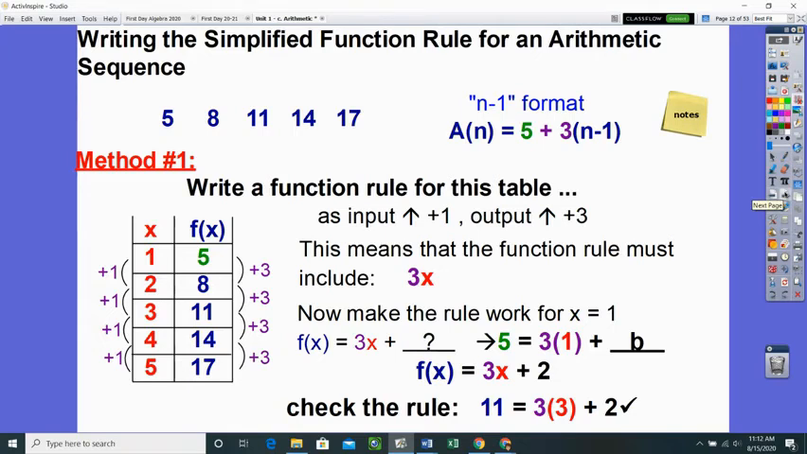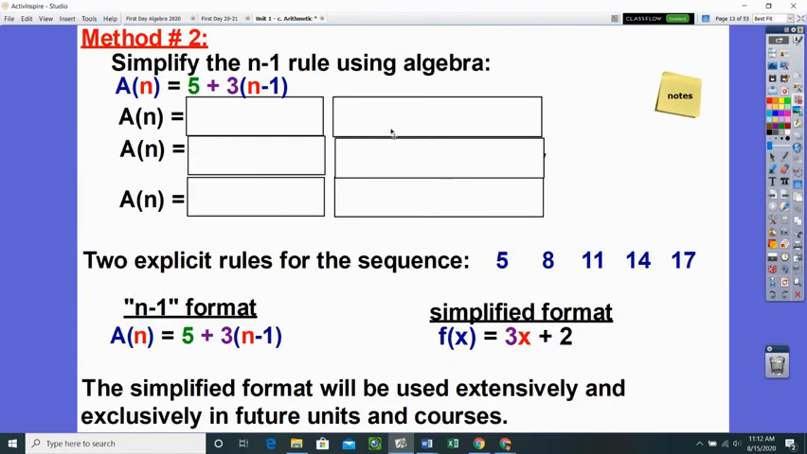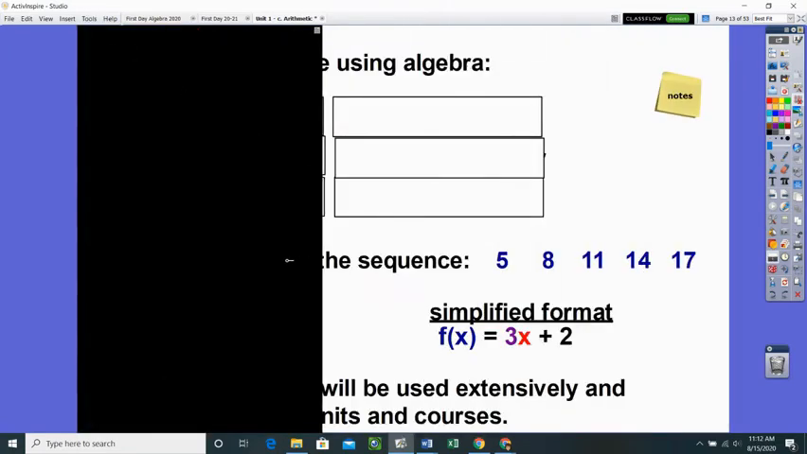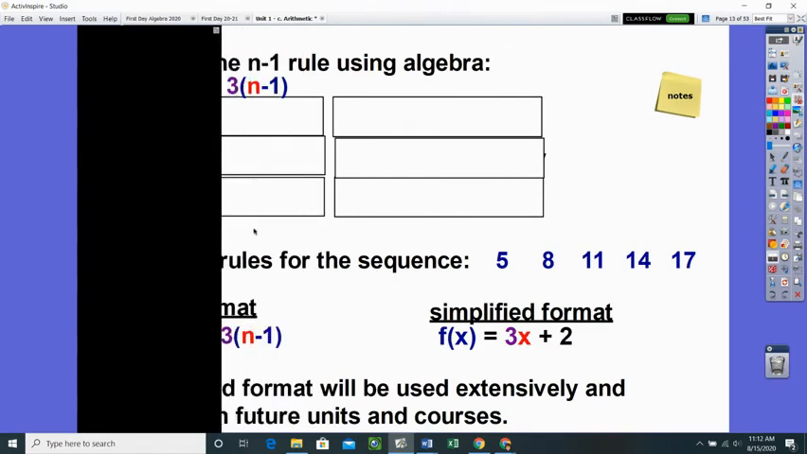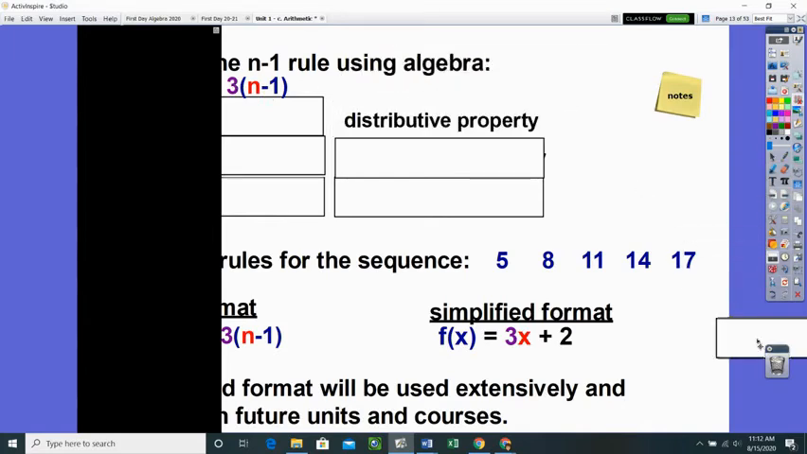Now, the second method is using some algebra, and I've kind of covered this up because we haven't talked about this year yet. But can I simplify this using algebra properties? So the first thing I want you to notice is, let me just take the slide. And I want you to think back to last year. How could you simplify something that had a number times an expression in parentheses? And you might remember something called the distributive property.